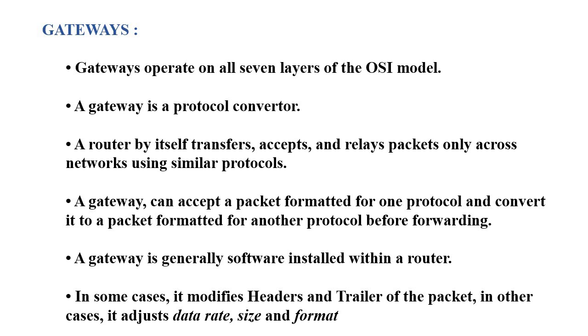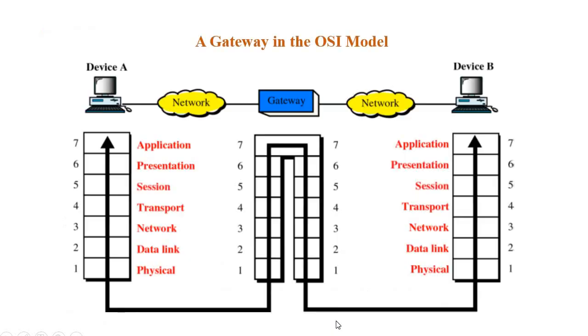In some cases, it modifies headers and trailers of the packet. In other cases, it adjusts data rate, size, and format. So that is the gateway diagram in the OSI model. Device A and then device B are connected by the gateway in the networks. The gateway works on all 7 layers of the OSI model: the physical layer, data link layer, network layer, transport layer, session layer, presentation layer, and then application layer.